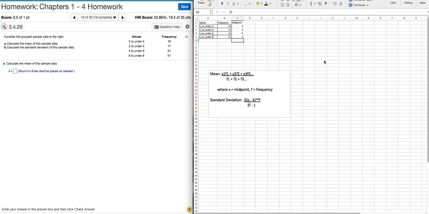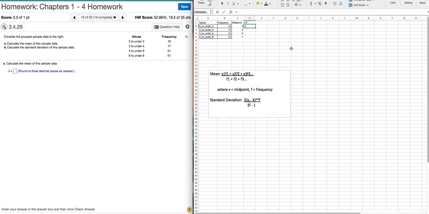The next step we'll need to do is multiply the midpoint times the frequency. So take again another look at the equation here. What we're doing is adding up all of the products of the midpoint, which is the x in the formula, and the frequency, which is the f in the formula. So this will be our x times f.